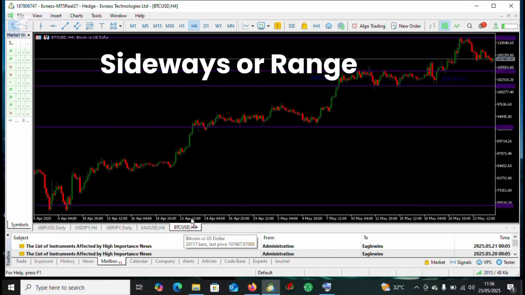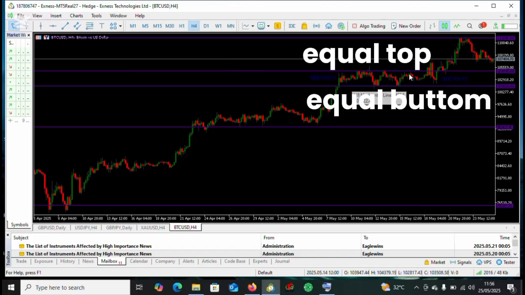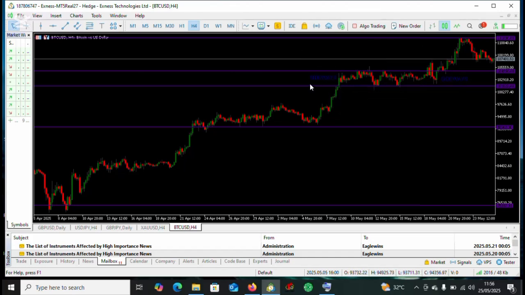Very quickly too, let me share with you the sideways market. For instance, here where we have an equal top and equal bottom, price is just trying to range within a particular level. Here is the top. It took time to break on this 4 hour time frame, and here we have an equal level at the bottom and an equal level at the top. Price was failing to break above this level, and also failing to break below this level, until eventually it broke above.